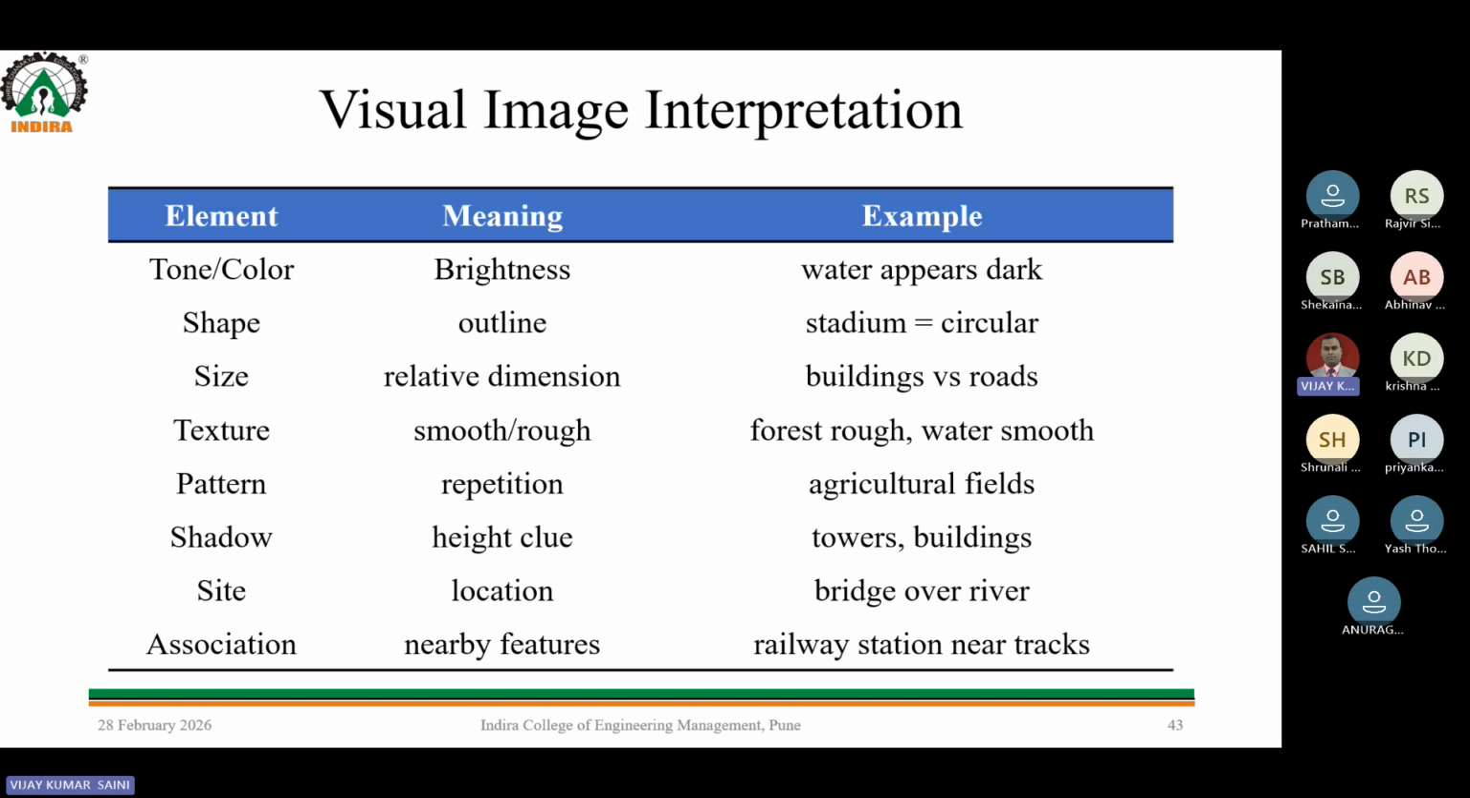For example, water will appear or look dark. Shape is the outline. Size is the relative dimensions, for buildings or roads and so on. Texture, how is it, smooth or rough. So forest is rough and water is smooth, and in this way you can categorize it. Pattern, if there is repetition, you can use it for agricultural fields and so on.